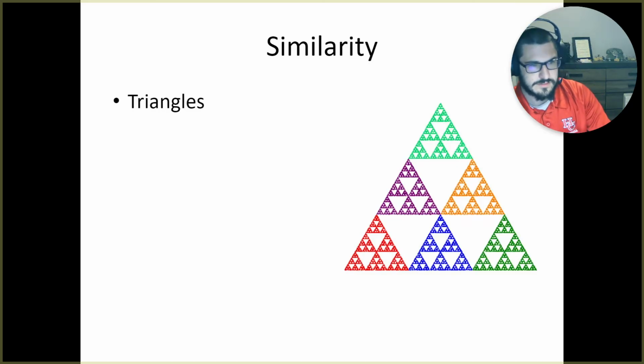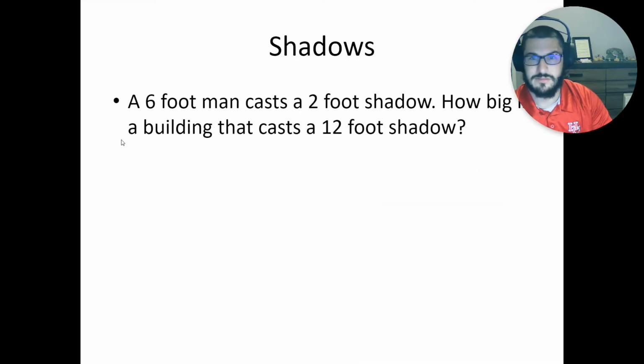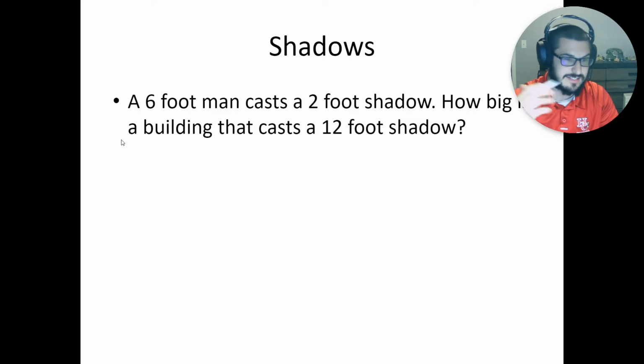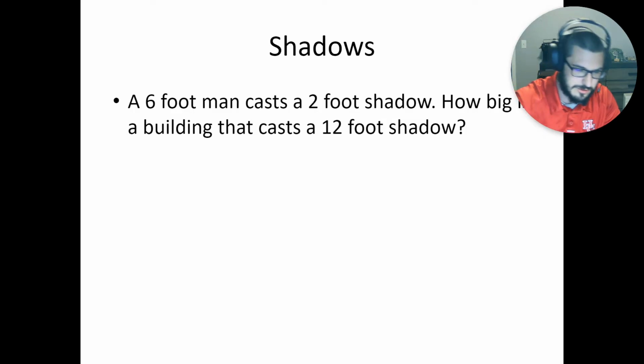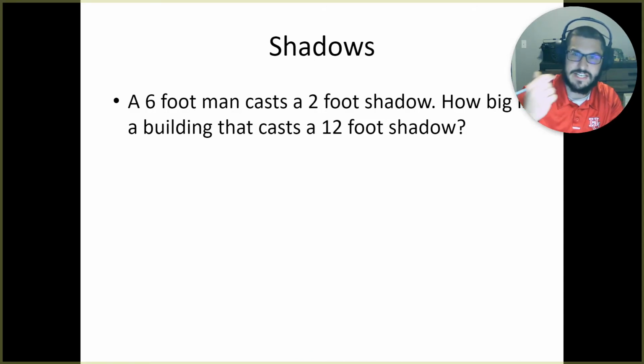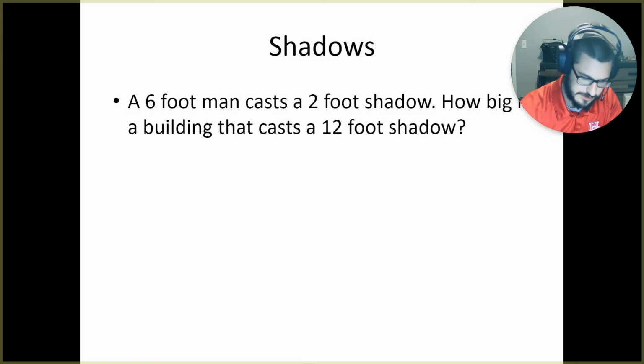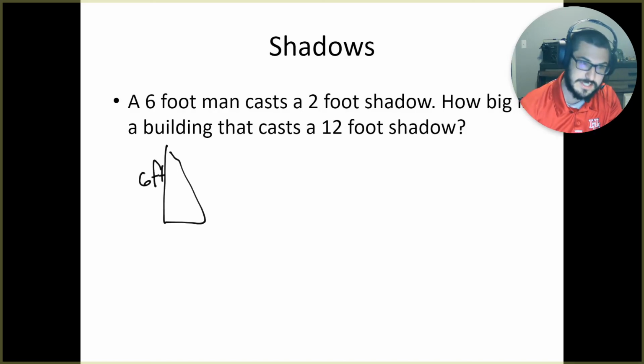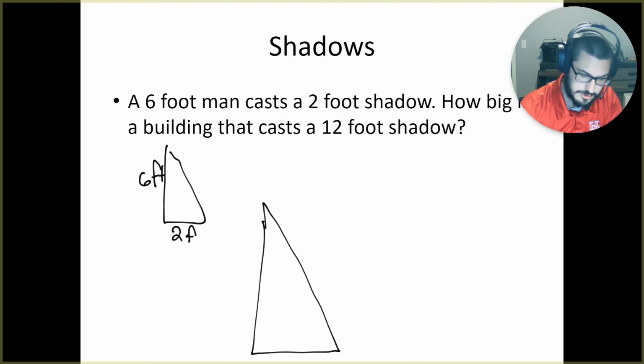Okay, so why that's important is there are going to be some times where you see things like this. This is actually a type of question that's straight from the ACT. A 6-foot man casts a 2-foot shadow. How big is the building that casts a 12-foot shadow? So huge, huge thing here. Go ahead and draw a picture anytime you've got something like this. So I've got a person that's 6 feet tall and they are casting a 2-foot shadow. Then a larger building. I don't know how tall that is, but it has a 12-foot shadow.